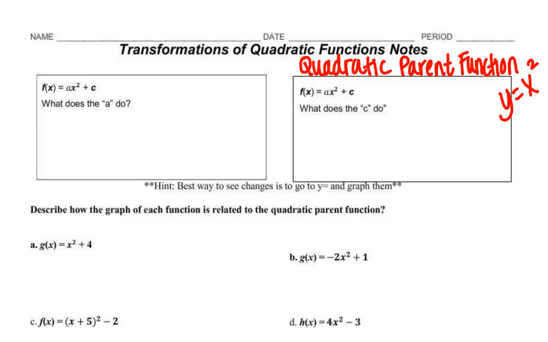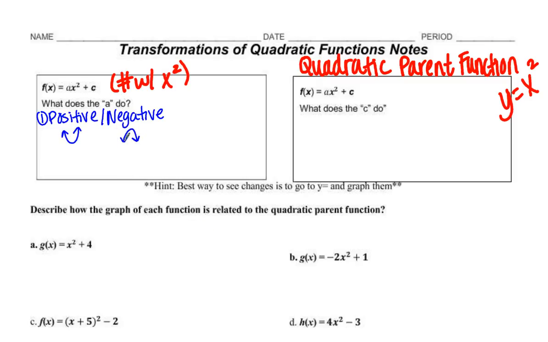So we have this equation, y equals ax squared plus c. Basically, the a, that just means the number, that's the number with x squared, okay? What does the a do? Well, the a actually does two things, okay? So, positive or negative. If the number that's with x squared is positive, it opens up. And if it's negative, it opens down.